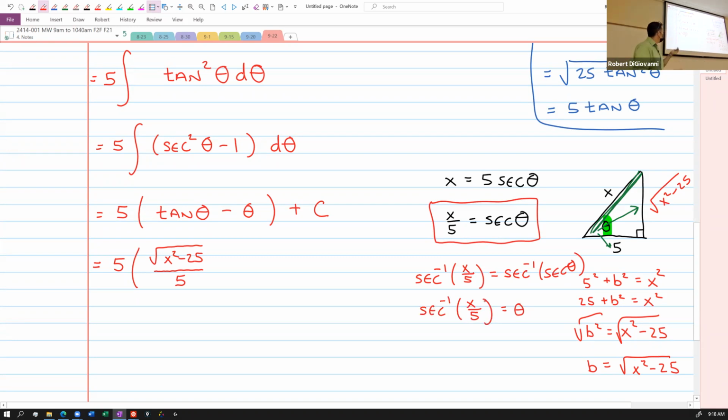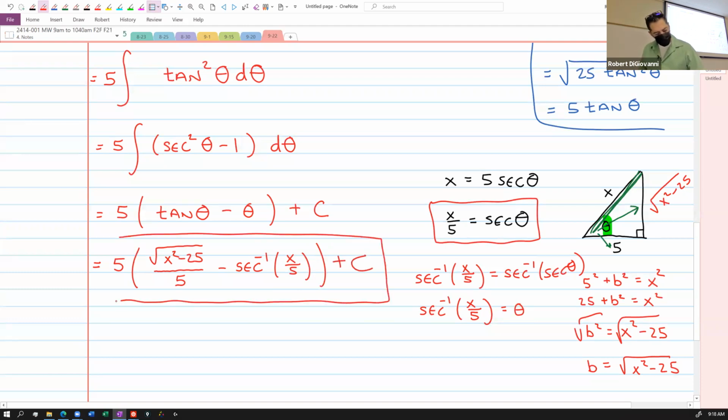All right, so I'm just going to stick that in there for theta: minus secant inverse of x over 5, all of that plus c. We're done. That was the part we had not seen, how do you solve for theta? We actually don't need the reference triangle for theta. We only need the reference triangle if we see tangent or cosine or sine or something like that, which is most of the problems you do. But in this problem, we had a theta. Does that make sense?